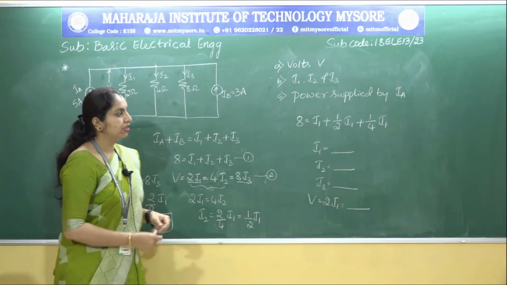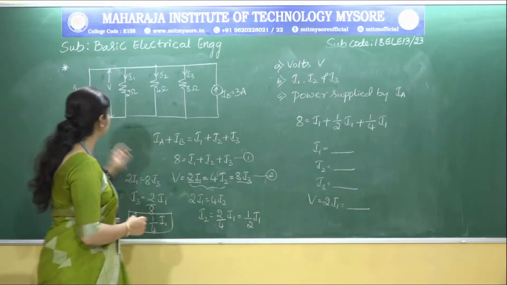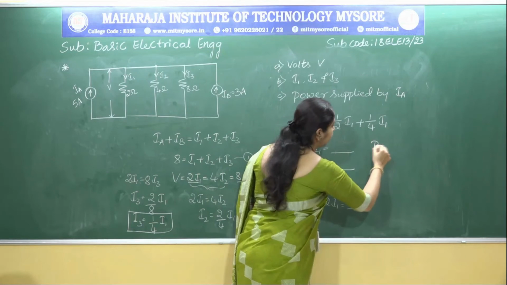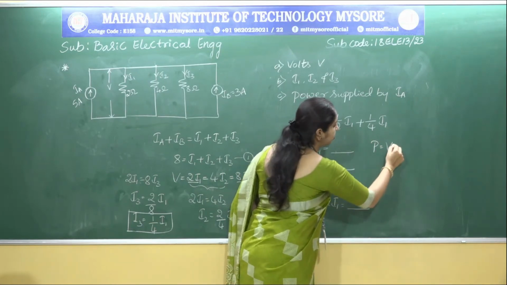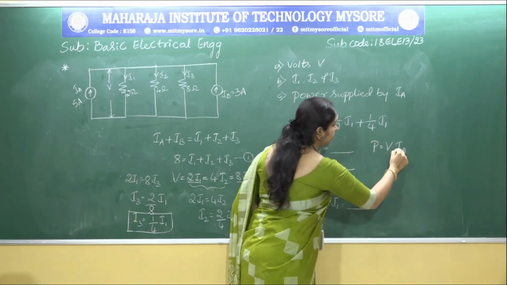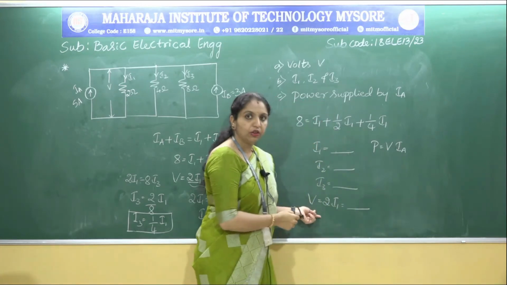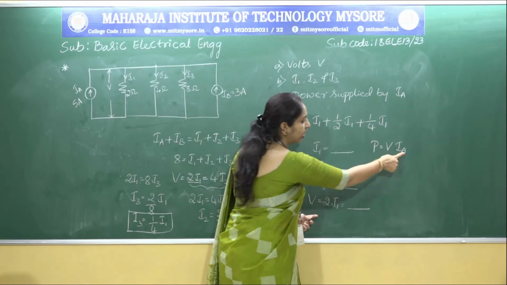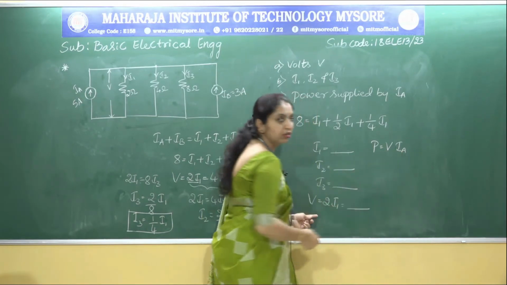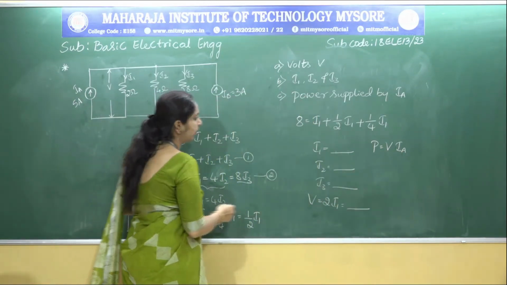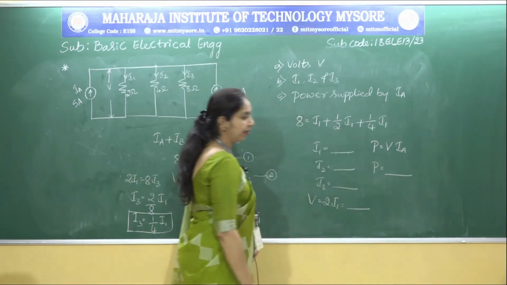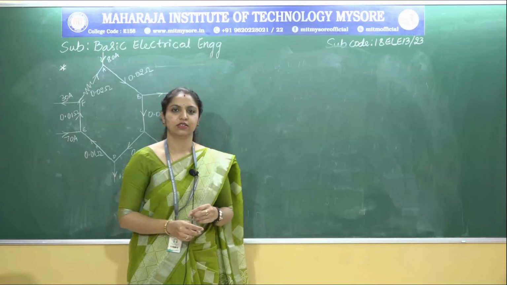And finally, power supplied by IA. So what is power supplied by IA? Power is equal to, we know, V into IA. Anyway you are going to calculate the voltage from this expression and substitute it, and the current value is given here because the current value is 5 amperes. You can also calculate the value of power supplied by IA, right?